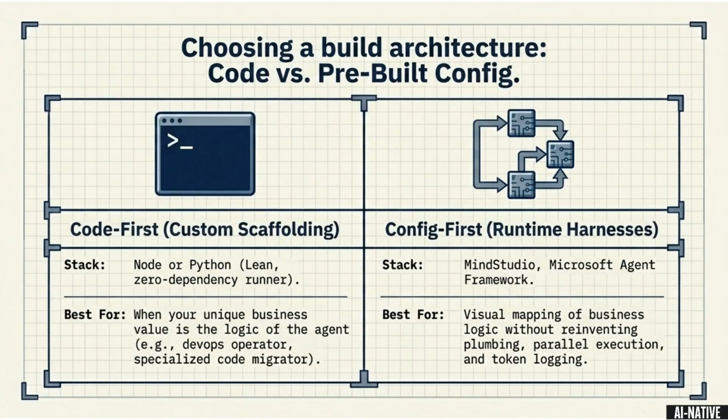Depending on your business, you can build this architecture in two ways. Code first involves writing custom scaffolding in Node or Python, ideal if the unique value of your business is the actual logic of the agent. Alternatively, configure first leverages pre-built runtime harnesses like MindStudio or Microsoft Agent Framework, allowing you to visually map business logic without reinventing the underlying plumbing.